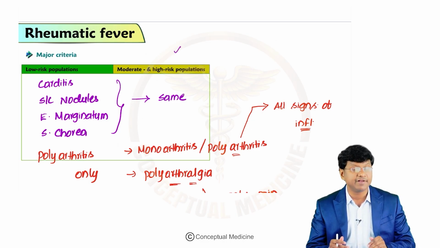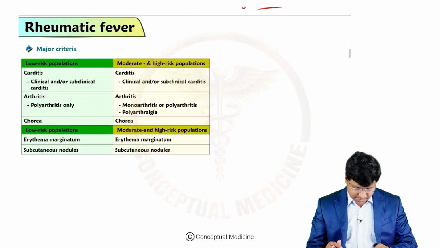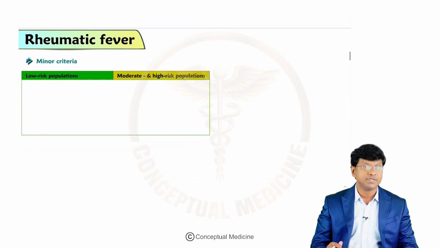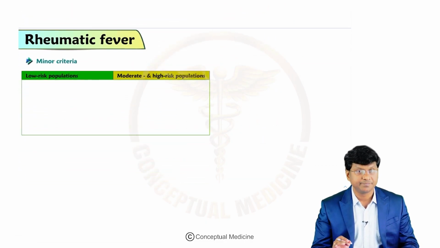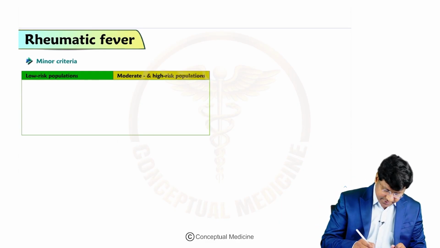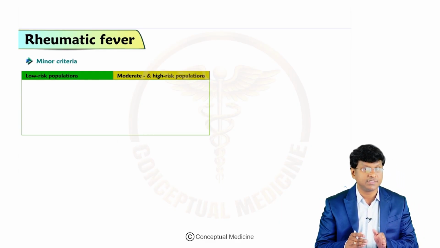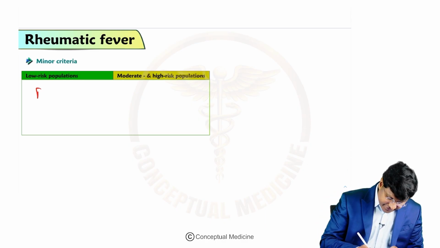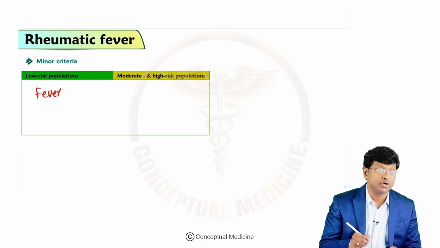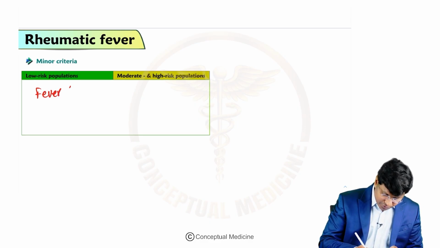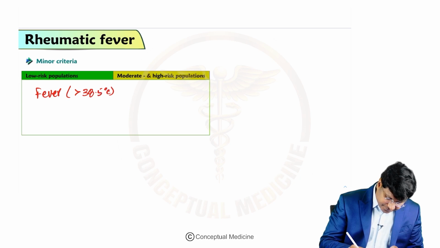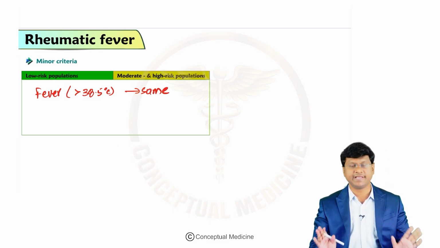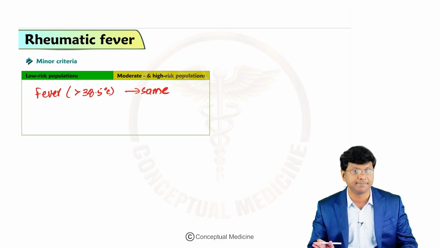Then, after having discussed the major, you see the minor criteria. What are all the minor criteria? I will tell you first the similar things in low risk as well as high risk. That is the fever. And how much should that fever be? Fever should be more than 38.5 degrees centigrade. This is the same whether it is low risk or high risk.